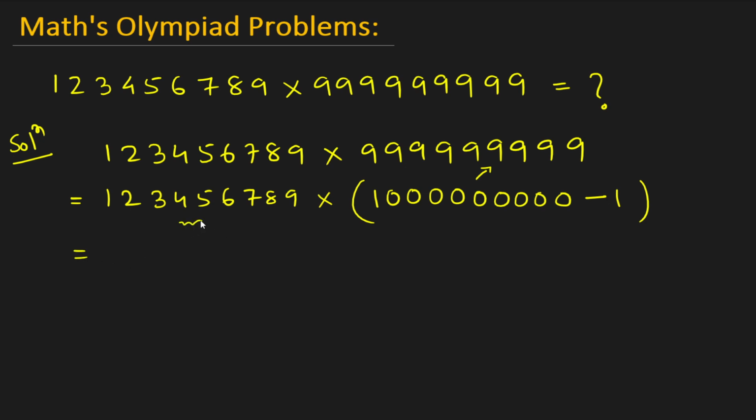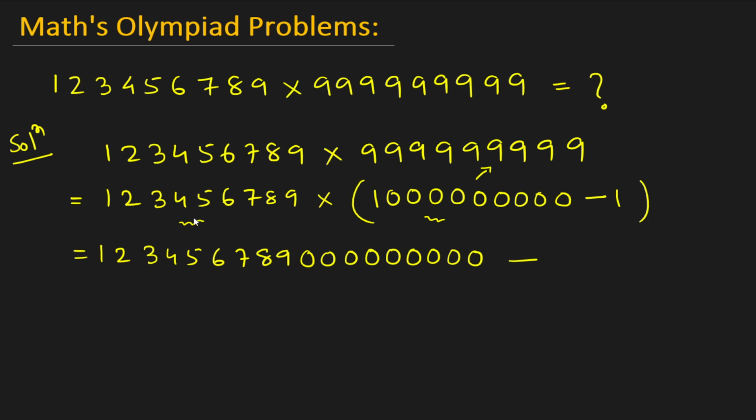So this is equal to, now what to do? We will multiply this term with this term. So what will we get? 1, 2, 3, 4, 5, 6, 7, 8, then 9, and after that 9 zeros. Then 1, 2, 3, 4, 5, 6, 7, 8, 9. Then after that we have to multiply this term with 1, so it will be 1, 2, 3, 4, 5, 6, 7, 8, and then 9.